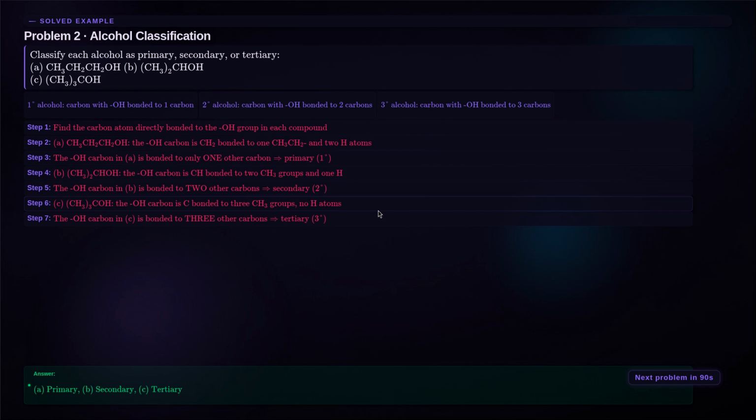Step 2. For A, CH3CH2CH2OH, the OH carbon is CH2 bonded to one CH3CH2 group and two hydrogen atoms. Step 3. The OH carbon in A is bonded to only one other carbon, so it is primary. Step 4. For B, (CH3)2CHOH, the OH carbon is CH bonded to two methyl groups and one hydrogen. Step 5. The OH carbon in B is bonded to two other carbons, so it is secondary.